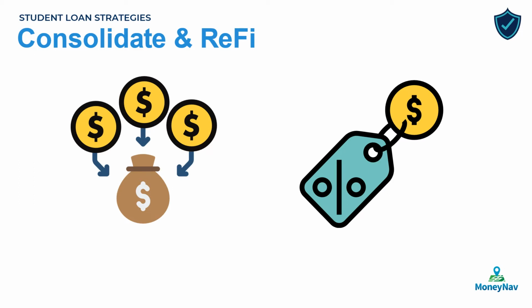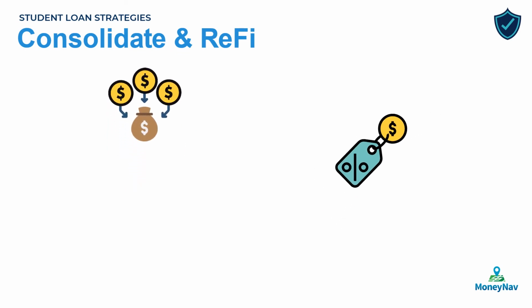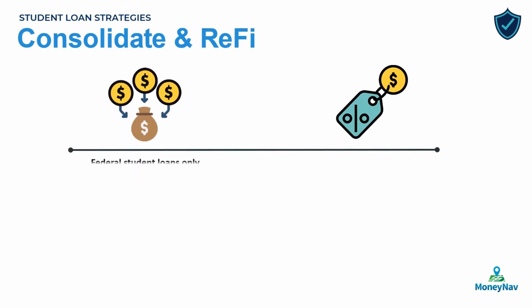While the end goal is similar, to simplify and lower monthly payments, there are important differences between consolidating and refinancing. First, federal student loan consolidation is only possible through the Direct Consolidation Loan Program from the Federal Department of Education. You cannot consolidate private and federal loans together. However, the Direct Consolidation Program is available for both student and parent federal loans. This program results in a loan with a fixed interest rate and level payments for the life of the loan.